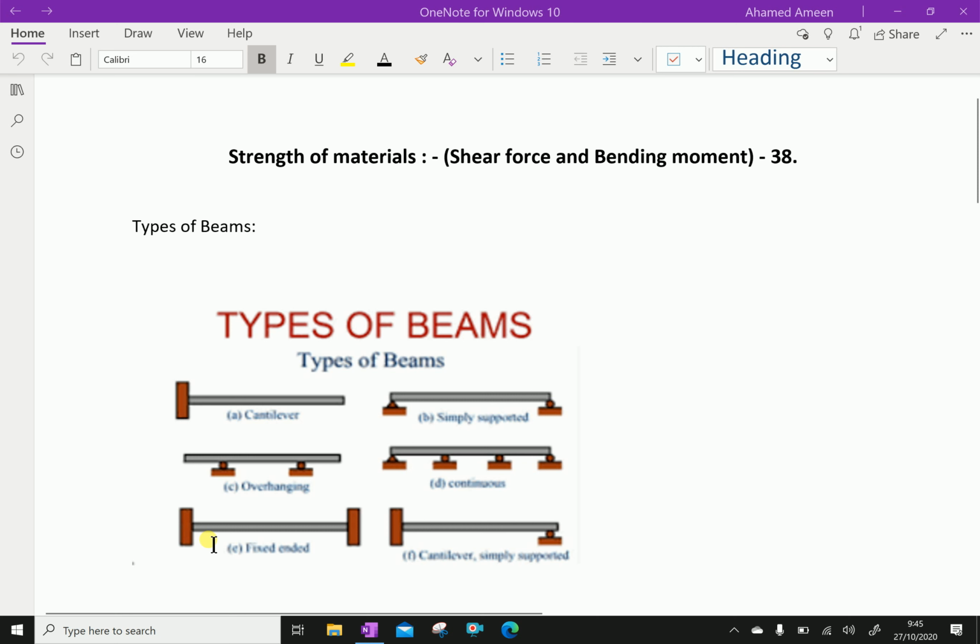Next one, fixed ended. That means the beam is fixed at both ends. So it's not a simply supported beam, but it is fixed at both ends. Next one, cantilever but simply supported. Here it's a cantilever beam as well as simply supported at one end.